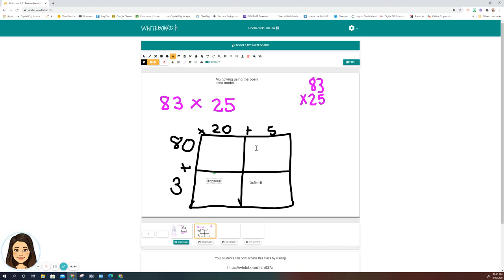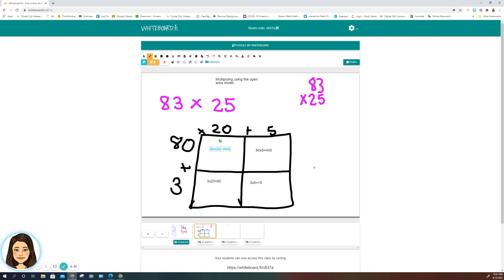Then we go to this side. We do 80 rows times 5 columns. 8 times 5 is 40. Drop your 0, 400. And our last one is 80 rows times 20. And that equals 8 times 2 is 16. You have 2 zeros to drop, 1,600. After you have found your products for this area model, then you add them.